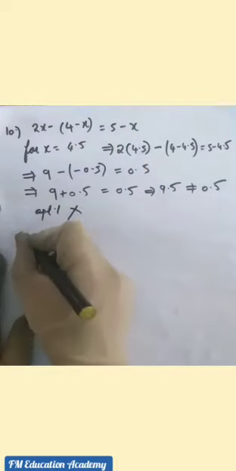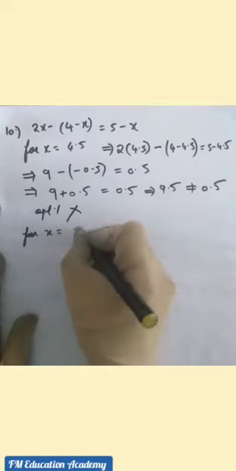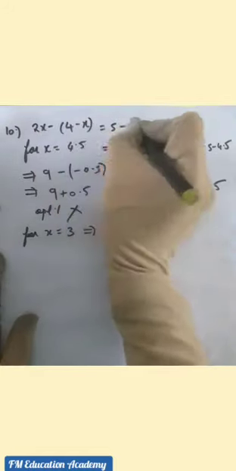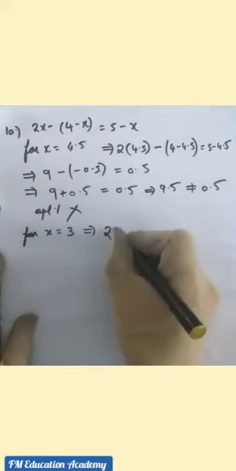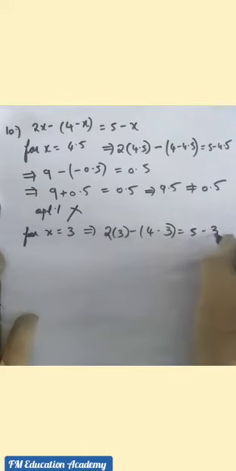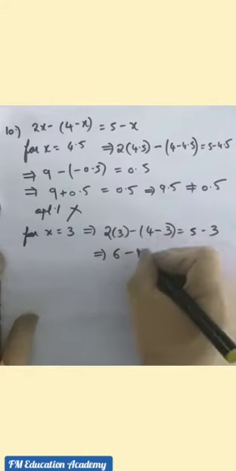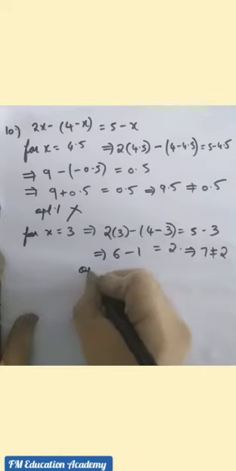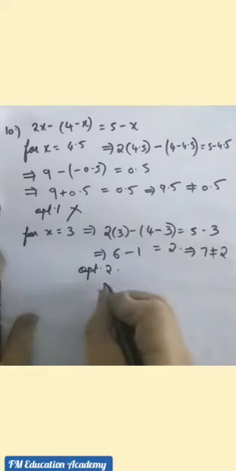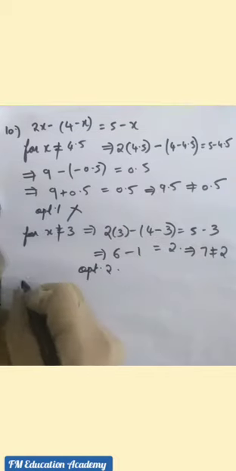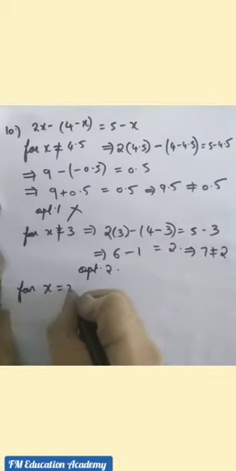Now let us move on to option 2, that is x is equals to 3. So for x is equals to 3, again substitute the value of 3 here in place of x in both LHS and RHS. So 2 into 3 minus 4 minus 3 is equals to 5 minus 3. 2 3s are 6 minus 4 minus 3 is 1 is equals to 1 minus 3 is 2. We know 6 minus 1 is 7 and 7 is not equal to 2. So option 2 can also not be there. That is x is also not equal to 3. Okay, we got it. Next, let us see our option 3 which is equal to 2.25.